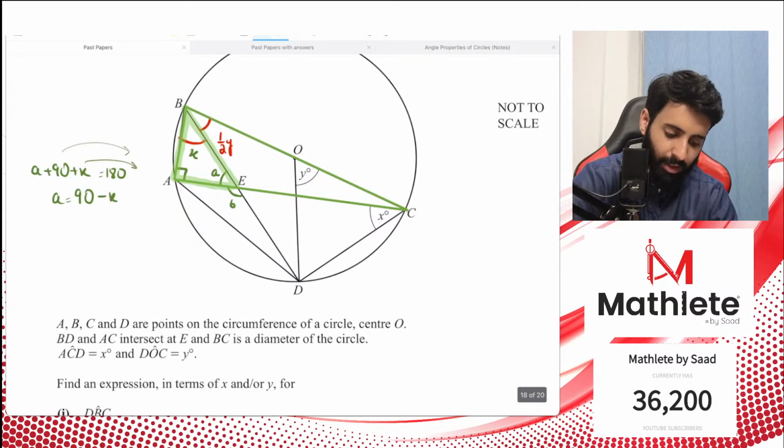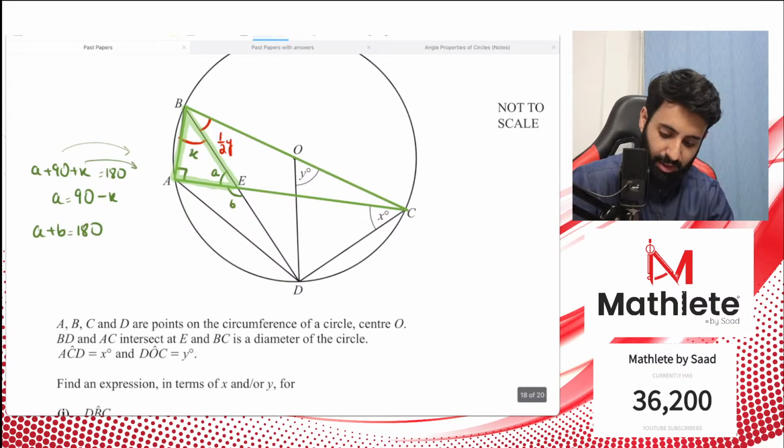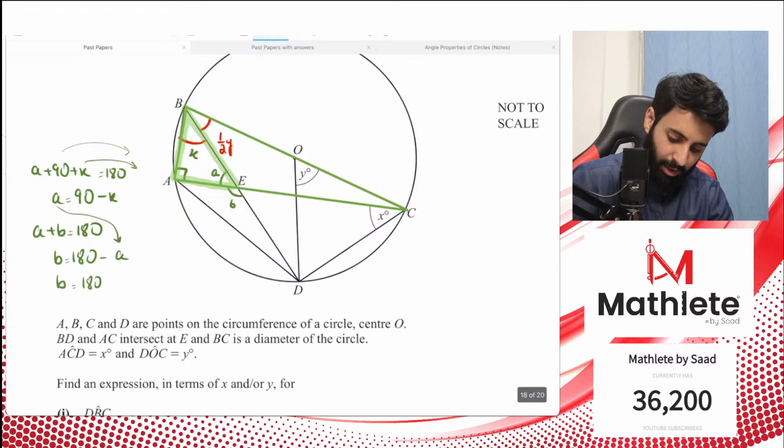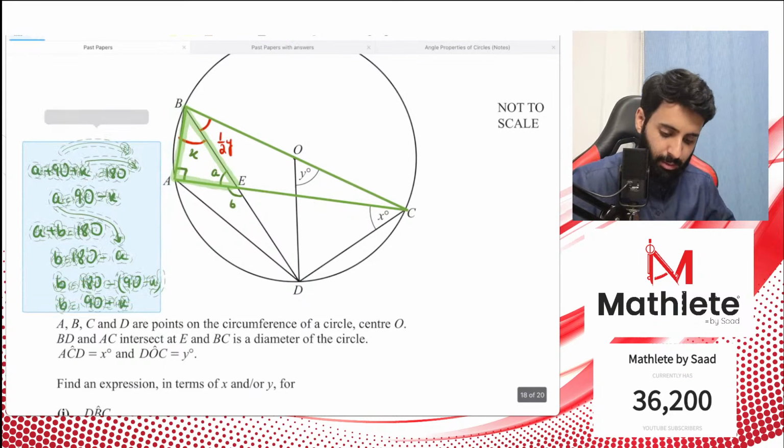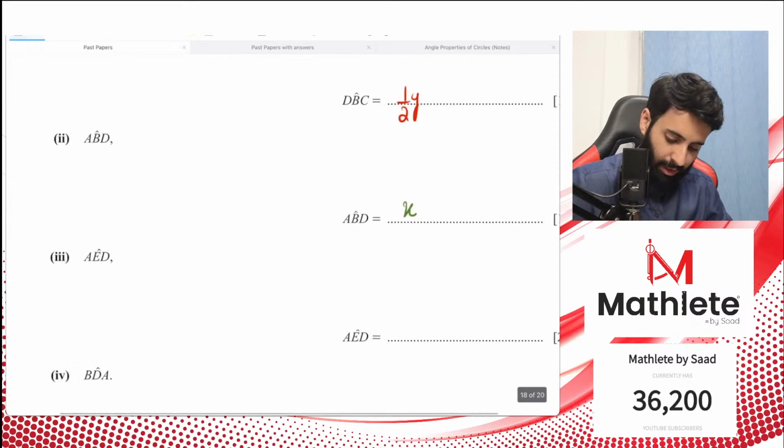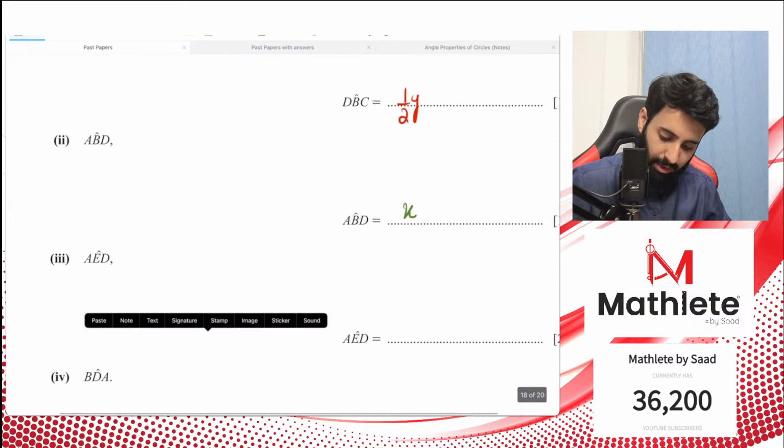Then we know very well that A plus B equals 180 degrees, and B is the angle that we want, which is basically 180 minus A. And now we know what A is equal to. That means 180 minus (90 minus x), which means 180 minus 90 is 90, and minus minus is plus, so plus x.